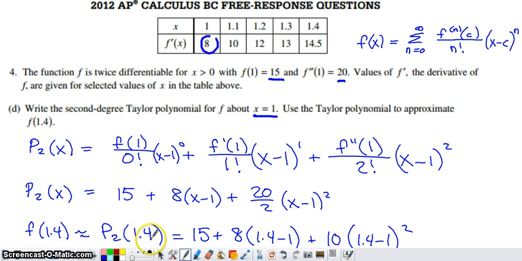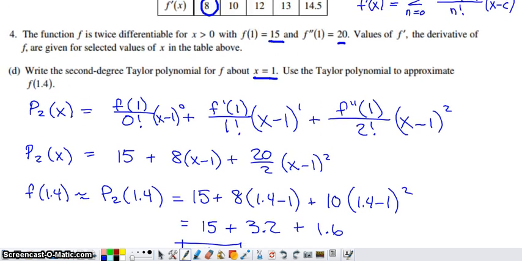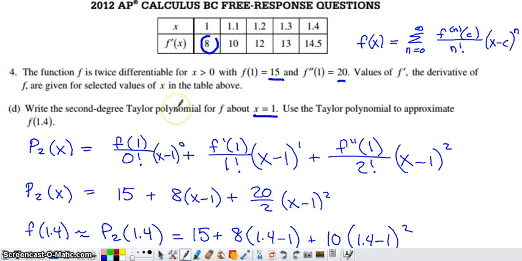You want to use that to estimate f of 1.4. So you're going to put 1.4 into your Taylor polynomial, and if you do the arithmetic there, you end up with an estimate of 19.8 by utilizing that second degree Taylor polynomial. So like I said earlier, kind of an interesting question. You've got a bunch of different estimation techniques you're being asked to utilize in number 4 here, and they all give you values that are relatively close to f of 1.4.